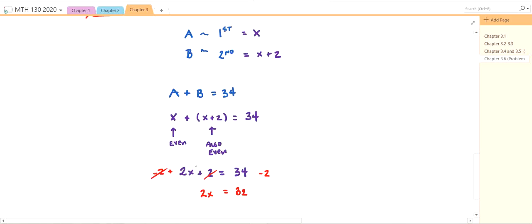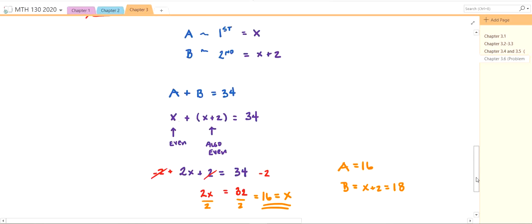All right, next I want to isolate x here. So I'll divide by 2 and 2. So 16 equals x. So am I done? No, I'm not done yet. Our first integer, a, equals 16. That means our second integer, b, equals x plus 2 equals 18.